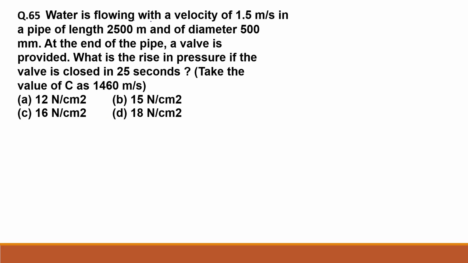Water is flowing with a velocity of 1.5 meter per second in a pipe of length 2500 meter and of diameter 500 mm. At the end of the pipe, a valve is provided. What is the rise in pressure if the valve is closed in 25 seconds?